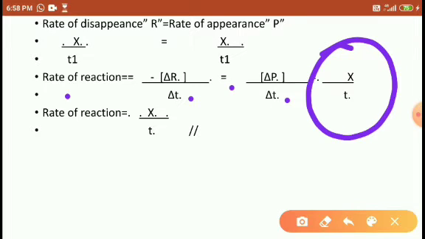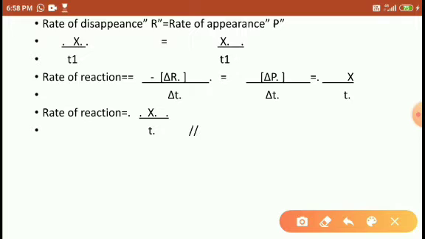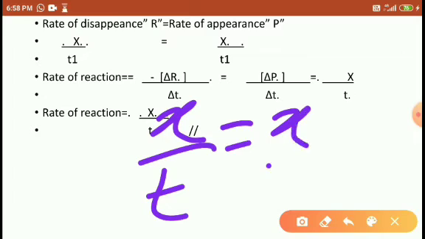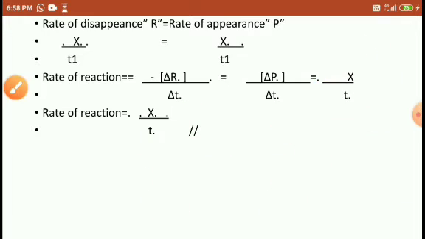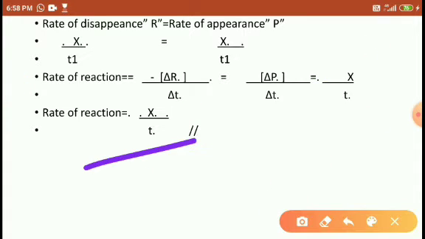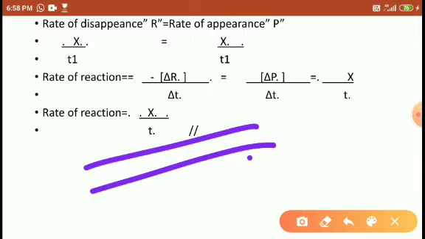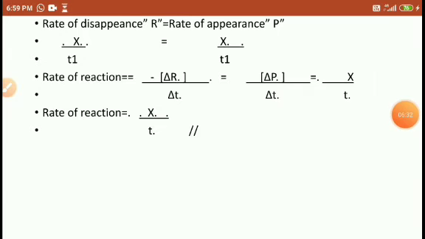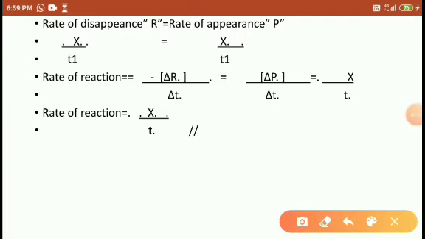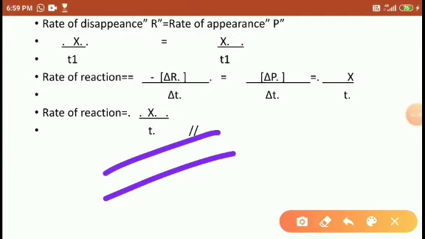Right, students? The reactant concentration change is x by T, and it is equal to the product concentration change, also x by T. So that's why I have written it commonly as x by T. So the rate of reaction is considered as x by T. Understood, students? So both side concentrations remain the same here, x by T. It means in the rate of reaction, whatever concentration is decreased from the reactant side, that same concentration is transformed into the product side.